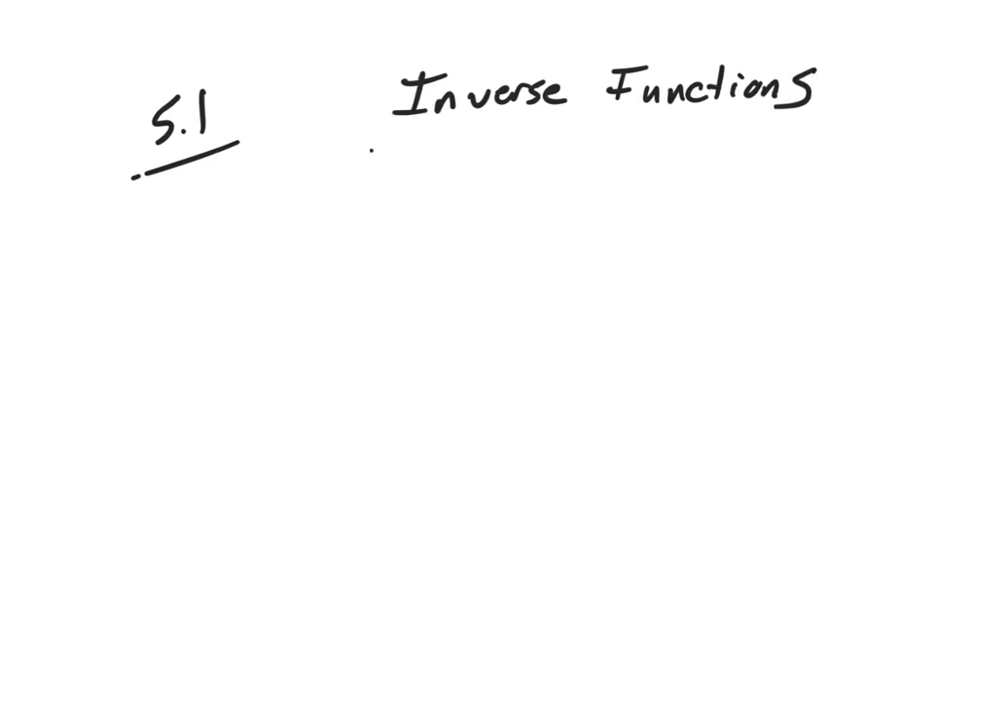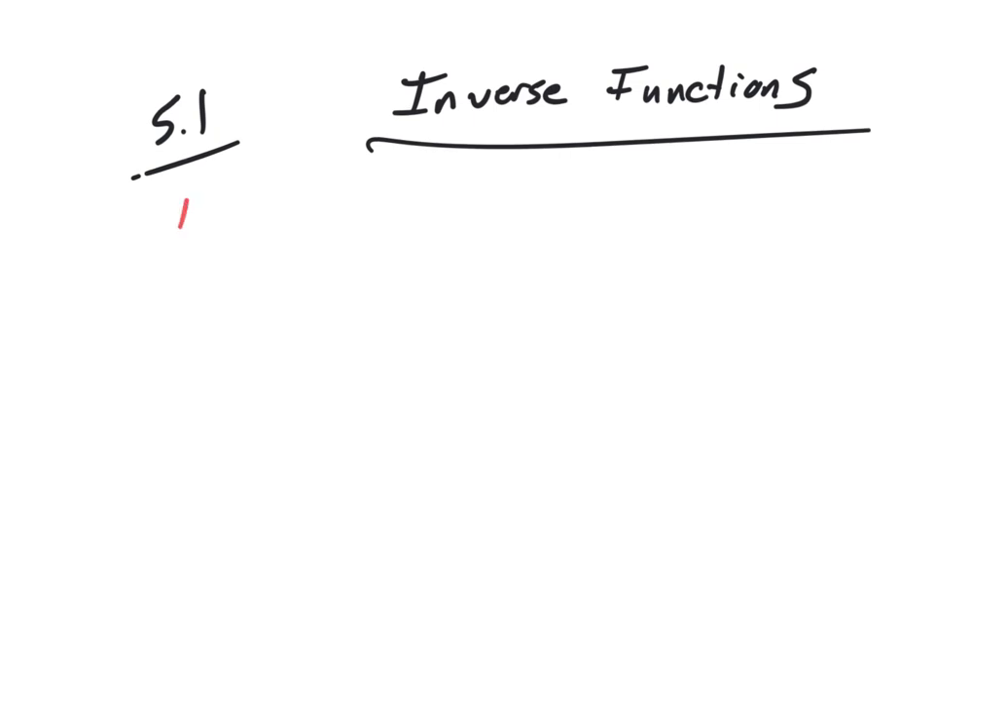All right. So 5(1) is all about inverse functions. An inverse function can be done a lot of different ways. We're going to do it with ordered pairs, equations, graphs, all kinds of different ways of looking at inverses.